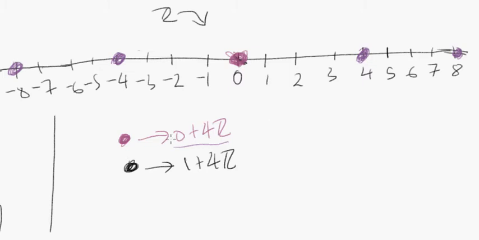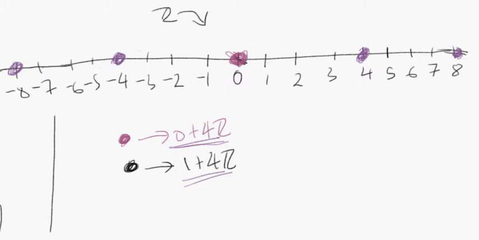Okay, that's clear. Now if we look at 1 plus 4Z, well, we said that 1 plus 4Z and 0 plus 4Z cannot have elements in common, because 0 plus 4Z is talking about all elements which when you divide by 4 you get a remainder of 0. 1 plus 4Z is saying all elements which when you divide by 4 you get a remainder of 1. So they can't be the same. You can't have both a remainder of 0 and a remainder of 1.